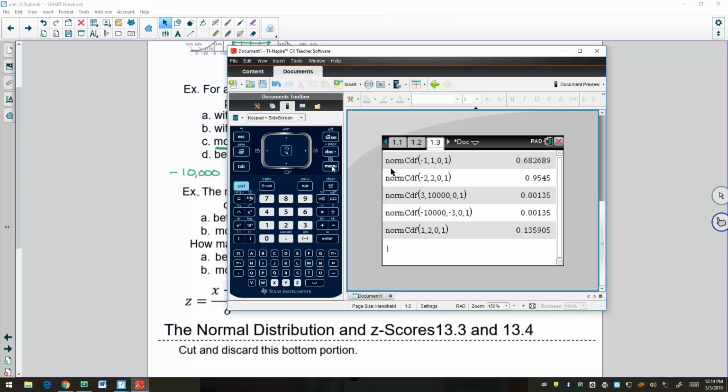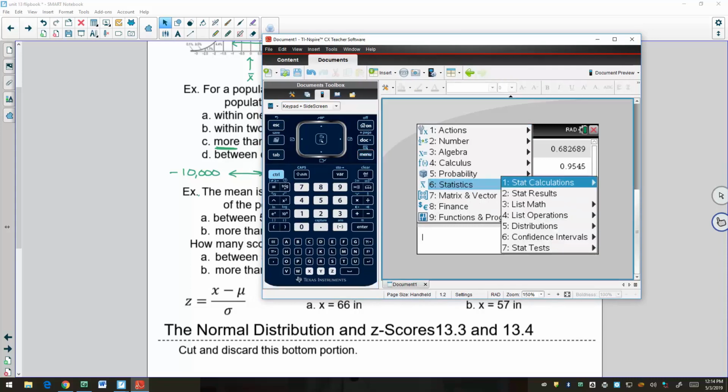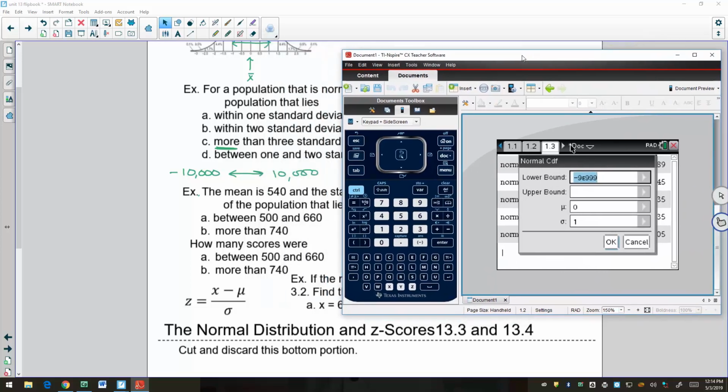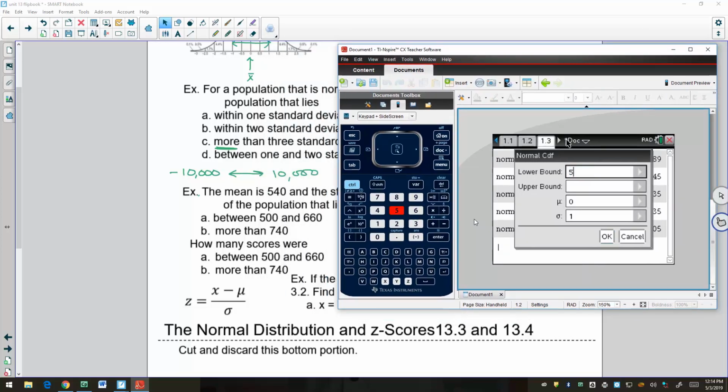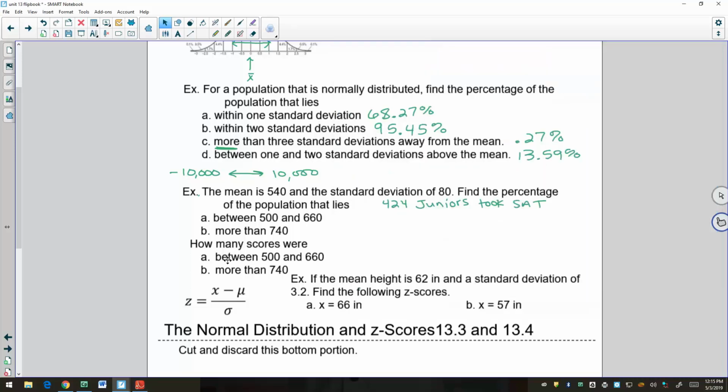Now this time when you go to your calculator, there it is. Okay, menu. It was 540 and 80. So you're going to go to statistics, distributions, normal CDF. We want to be between 500 and 660, so our lower bound is 500 and our upper bound is 660. Our mean was 540 and our standard deviation was 80. Enter. The percentage would be 62.47%. So you would write that down for letter A, 62.47%.